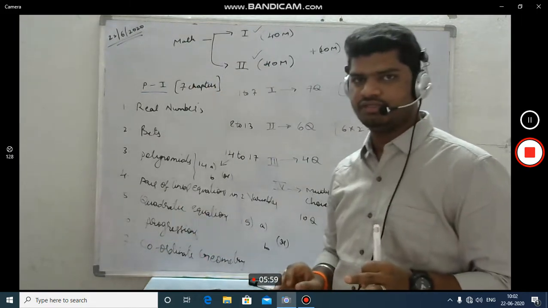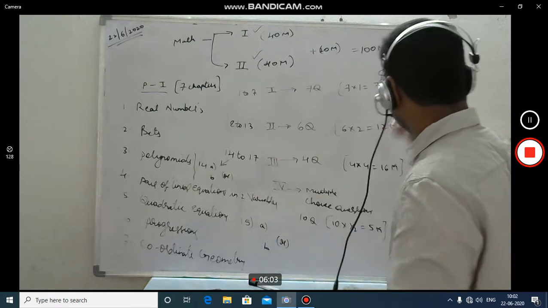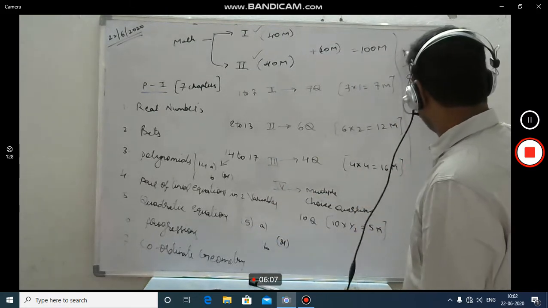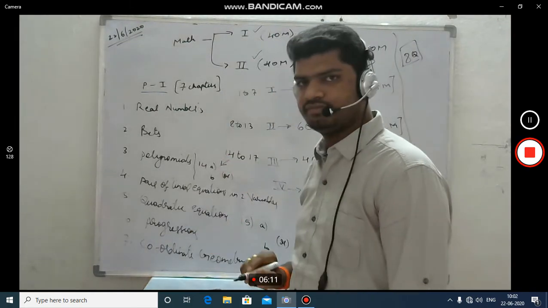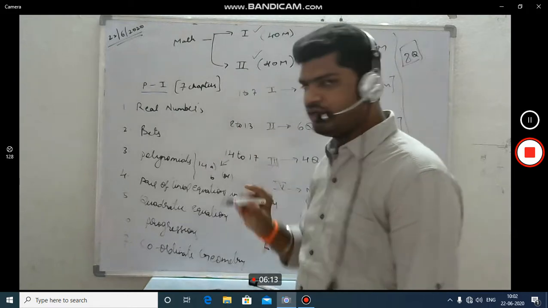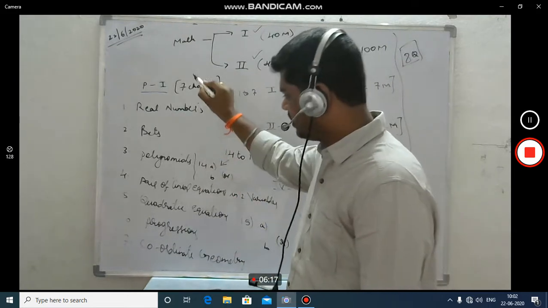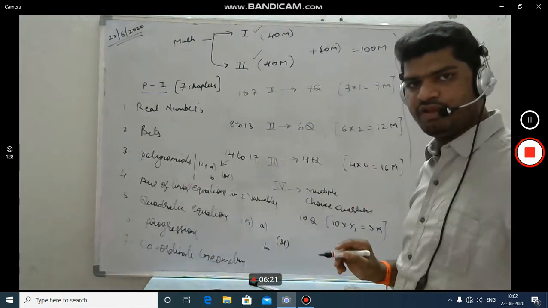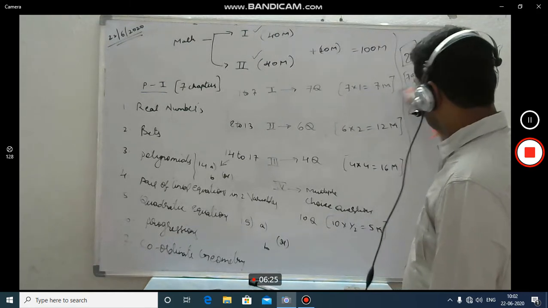7 chapters. If you observe the previous question papers also, all these 8 questions are there, no? So from these 8 questions, definitely one question will come from each chapter. From the first chapter you will get one question, second chapter one question, third chapter one question. Likewise, from all the chapters you will get one question. Definitely, you can observe the previous question papers also. 7 chapters, definitely one question from each chapter.